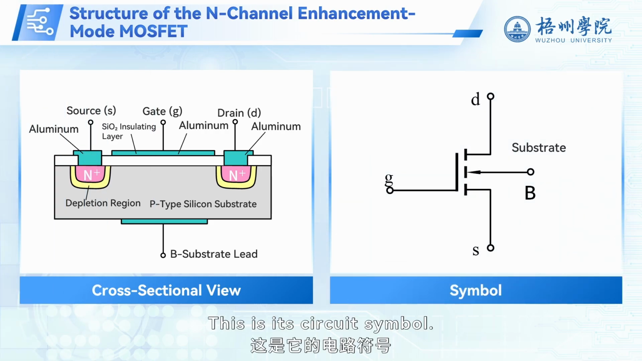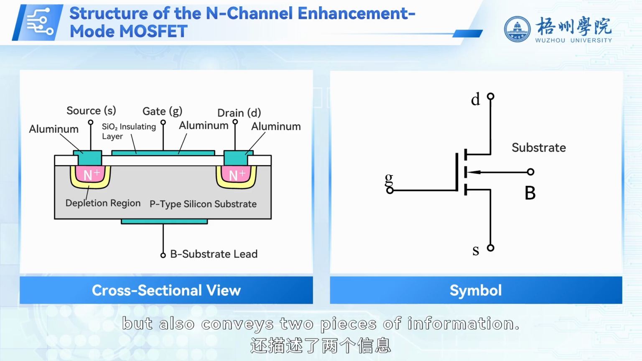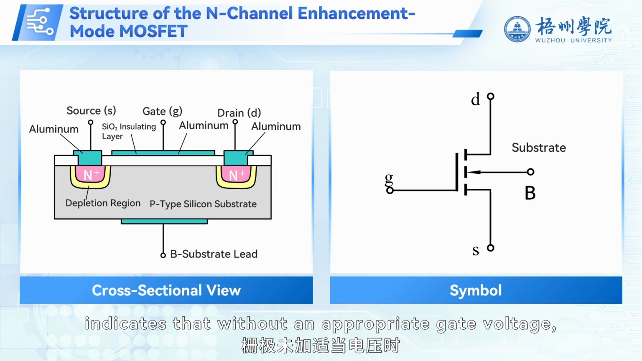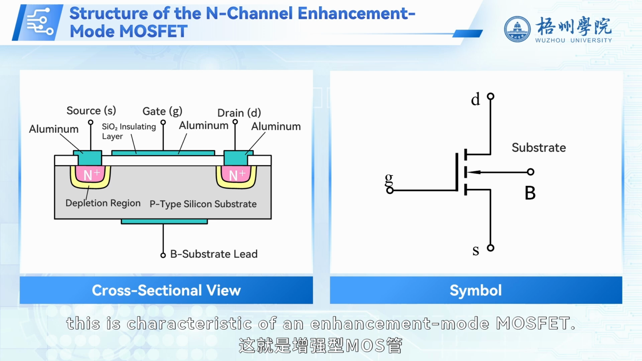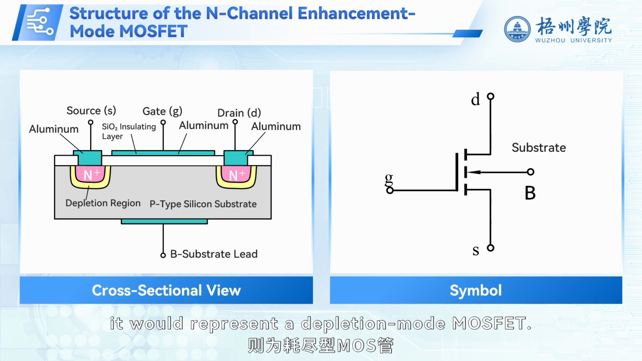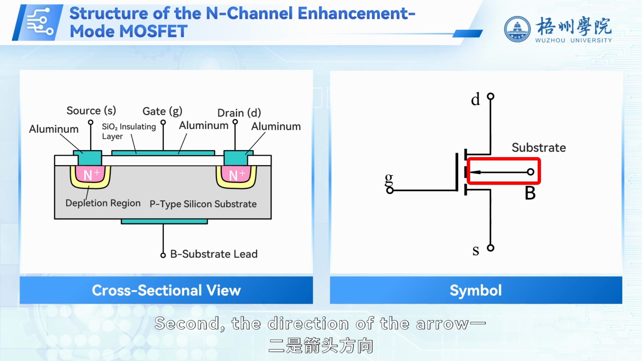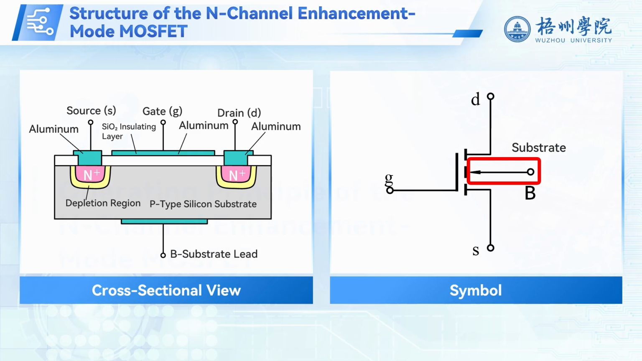This is its circuit symbol. The symbol not only represents the FET itself but also conveys two pieces of information. First, the break in the line between drain and source indicates that without an appropriate gate voltage, the conductive channel is off. This is characteristic of an enhancement mode MOSFET. If the line were continuous, it would represent a depletion mode MOSFET. Second, the direction of the arrow, from the P substrate toward the N channel, denotes an N-channel FET.